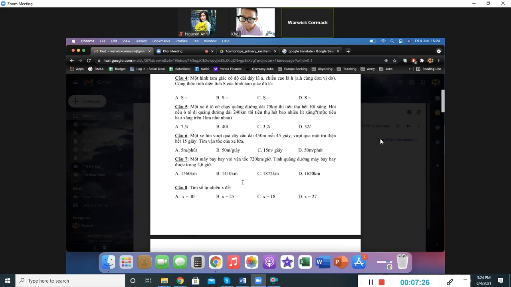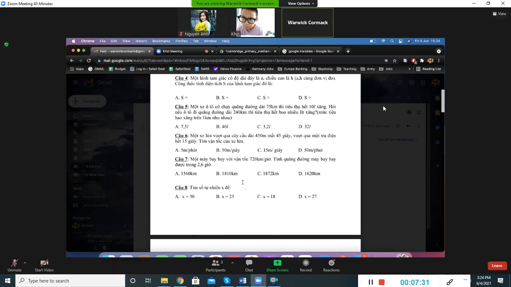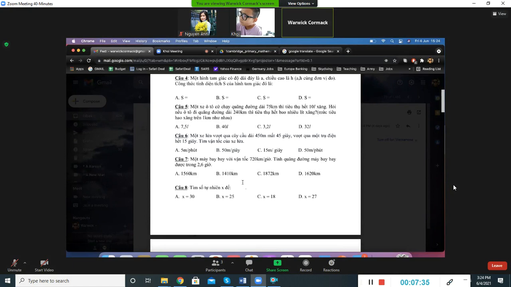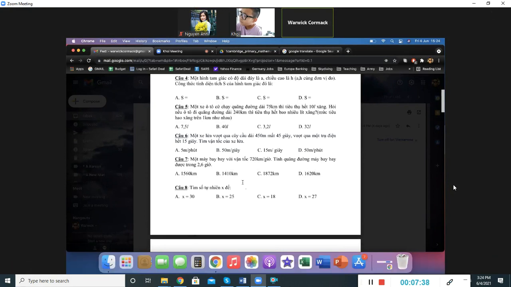So then I'm thinking, maybe we have to add the 15 seconds. So we say 450 meters divided by 60 seconds because 45 plus 15 is 60. That equals 7.5. So that's also not an option. So maybe we're supposed to minus the 15 from the 45, which makes it 30. So we say 450 divided by 30, that equals 15 meters per second. And there is an answer for that. That's C. So which way did you do it? What did you say?